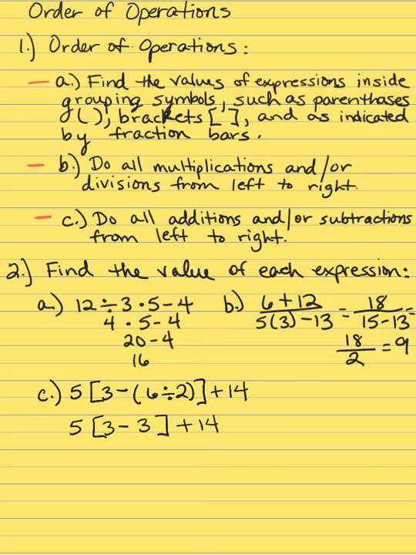Okay, now we have the brackets. We got to do those before we can move on. 3 minus 3 is 0.